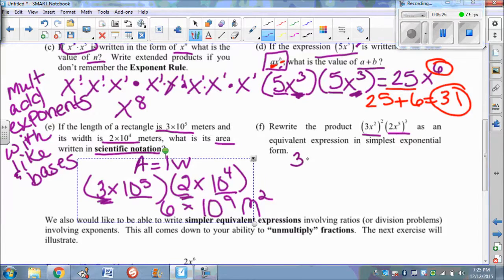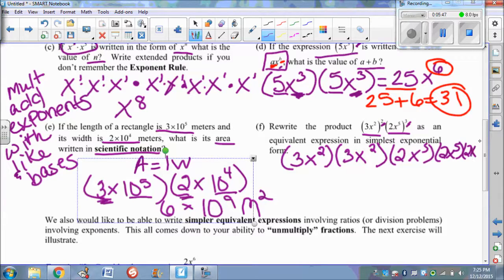Okay, so 3x squared, and that's squared. So that means 3x squared times itself, 2 times. And then 2x to the 5th is raised to the 3rd power. So I would say 2x to the 5th 3 times. Okay. And then multiply those coefficients.